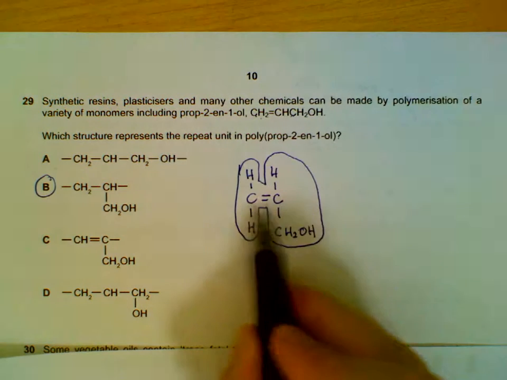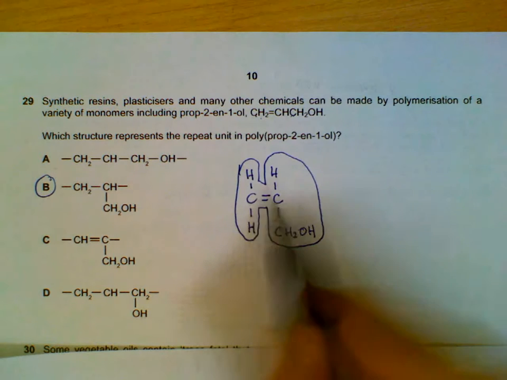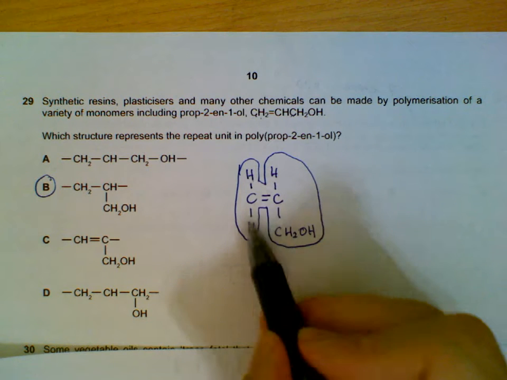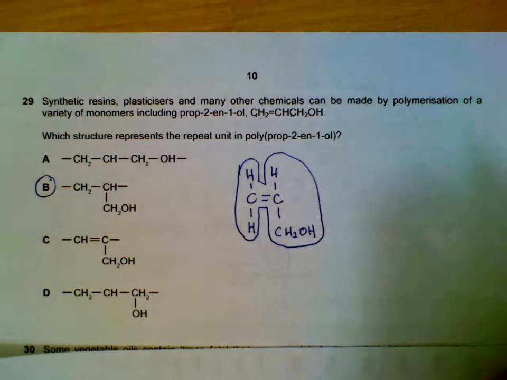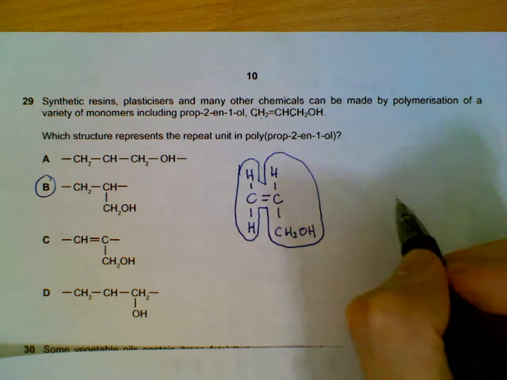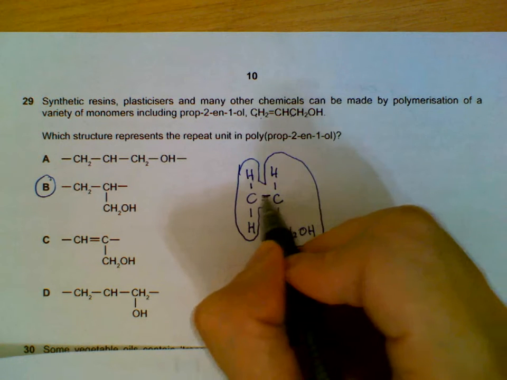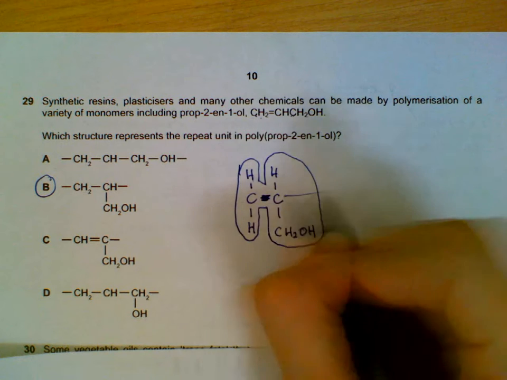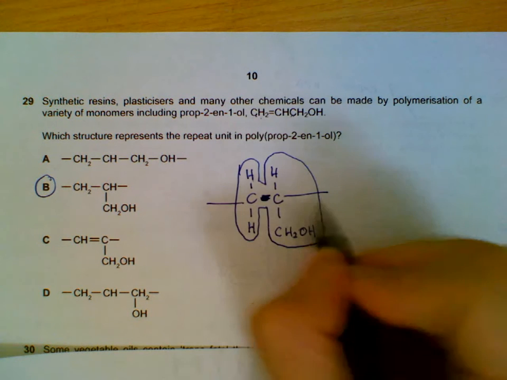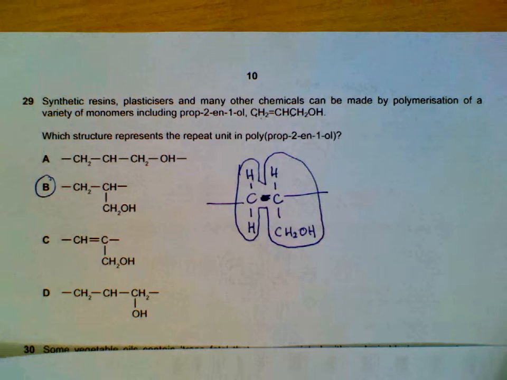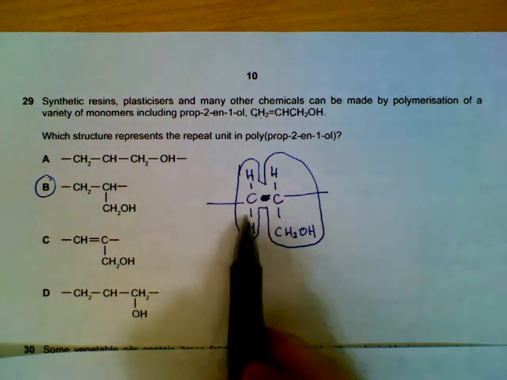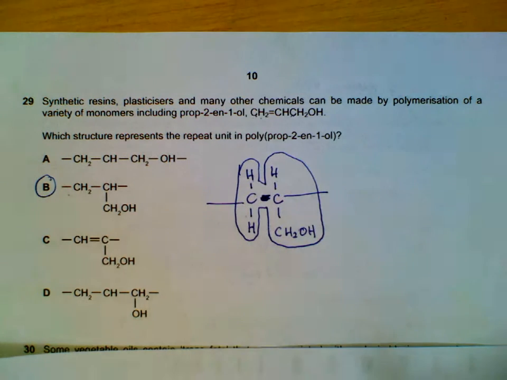Put the double bond on the horizontal part, and then push all the rest up and down. What happens when they polymerize? This double bond will become a single bond, and then it will connect to the left monomer and the right monomer. So we have B as the repeating unit.